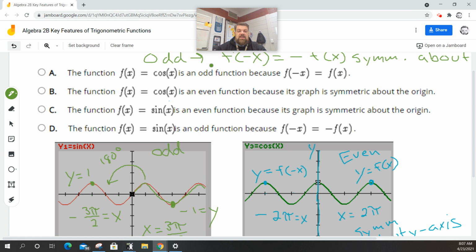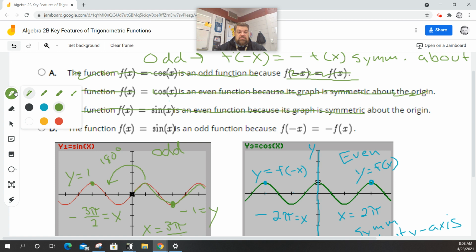Well, the function cosine is odd. No. And this is completely wrong too, right? By the definition of an odd function, this is the wrong definition. This is the definition of an even function. The function of cosine is even because it's symmetrical about the origin. No, that's wrong too. It's symmetrical about the y-axis. The function sine is even. Nope, wrong. It's odd. Hopefully this last one will be the ticket here.